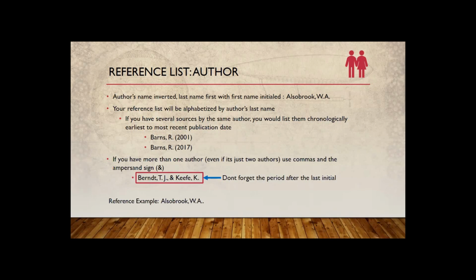So if you have several sources by the same author, you should list them chronologically, so the earliest publication date to the most recent. So we have an example there, 2001 to 2017.